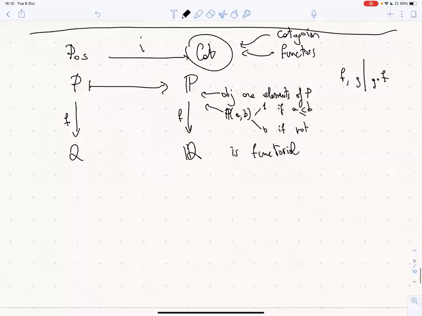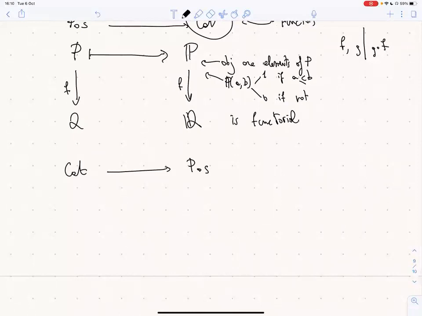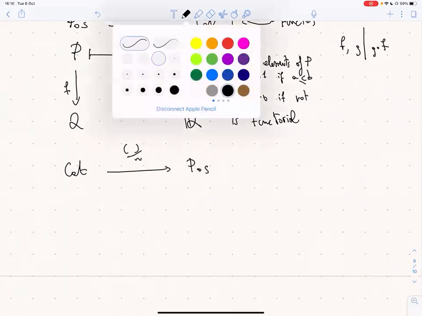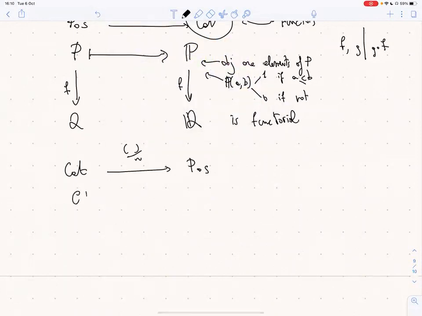Okay. And in fact, we can also go in the other direction. And this functor here, I will call it a quotient. It's a functor that takes C and associates to it a poset. Which poset? I will call it C modulo tilde. And what's this poset? The elements of the poset are the objects of the category.